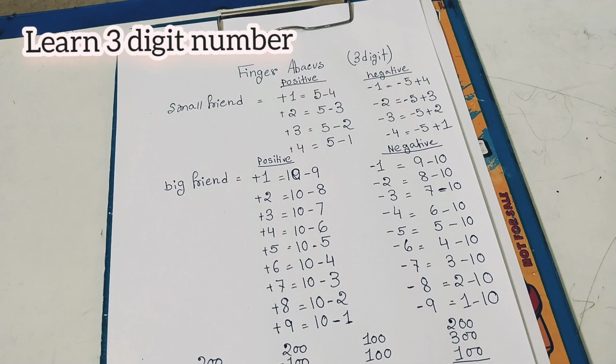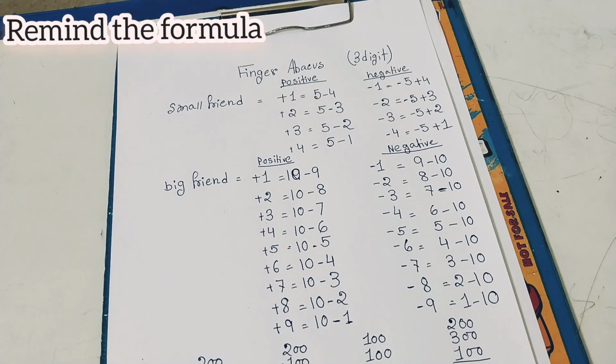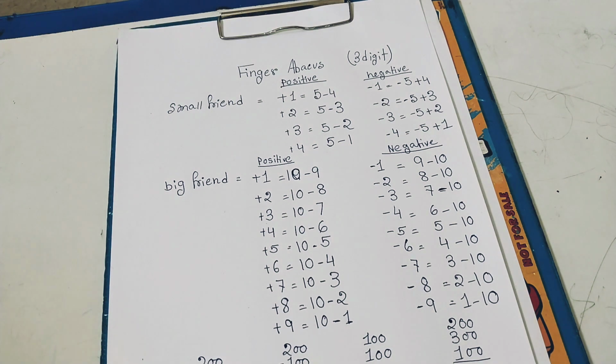Finger abacus rules. Okay, the small friend formula and the big friend formula as well. The small friend formula has two types, positive and negative. Positive means we calculate the small friend 5. So plus 1 is equal to 5 minus 4. Negative, minus 1, is equal to minus 5 plus 4.